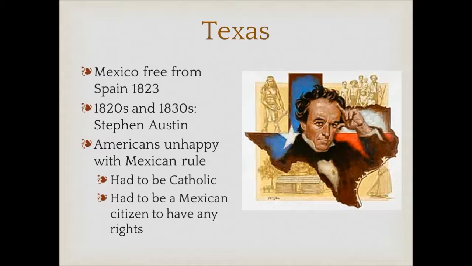If you wanted any kind of rights whatsoever in Texas at the time, you had to be a Mexican citizen. And it was really hard to get Mexican citizenship if you were an American. And of course, you would have to give up your American citizenship. And so basically, that meant that Americans living on Mexican soil had no rights whatsoever. Of course, they didn't. They're foreigners. But the Americans were not happy about it, and so things became more and more tense between the Americans living on Mexican soil and the Mexican government.